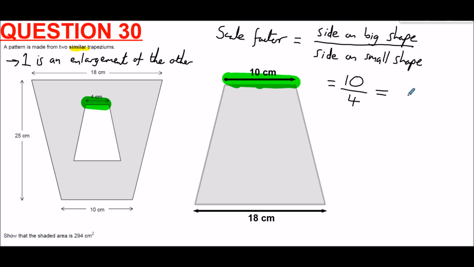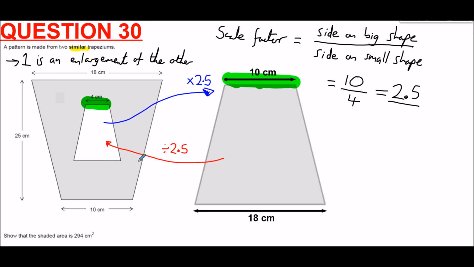2.5. So what that means is that the big trapezium, the grey one, is 2.5 times bigger than the small one. And so to go from the small to the big, what we do is multiply each length by 2.5. Going the other way, from the big shape to the small one, we do the opposite thing and divide each length by 2.5.